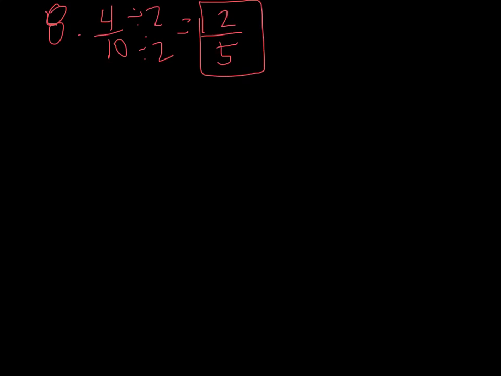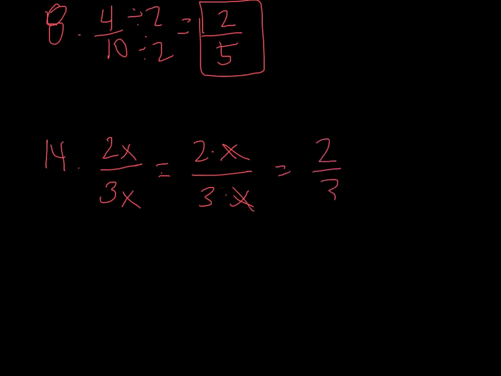Okay, so that's the only one I'm going to show you for that section. Number 14, let's do that one. 14 says 2x divided by 3x. So if I write it using prime factorization, I would write 2 times x over 3 times x. I can cross off the x's, so I'm left with 2/3 for an answer.